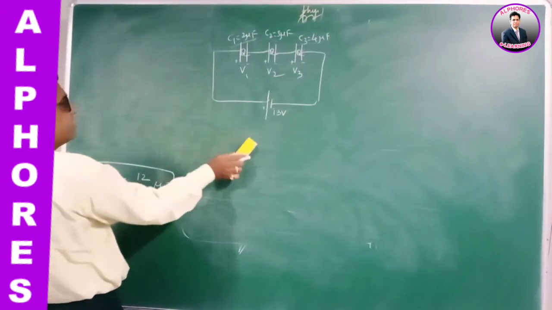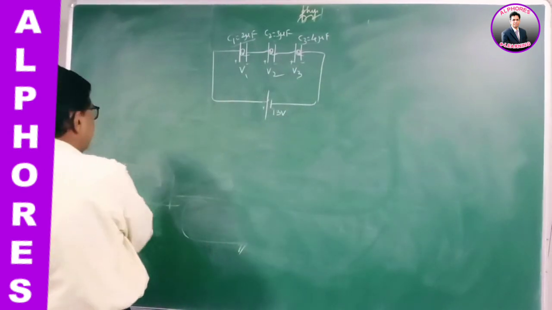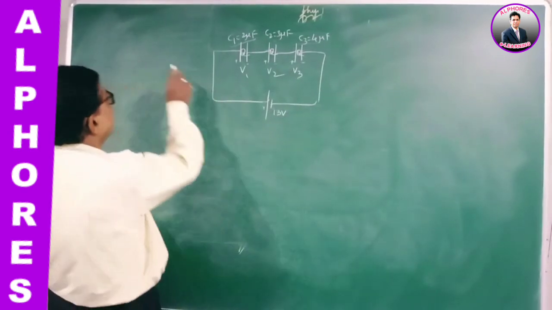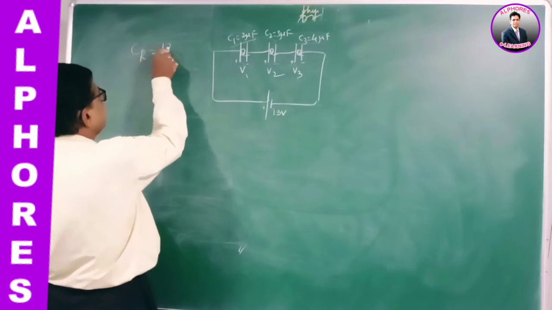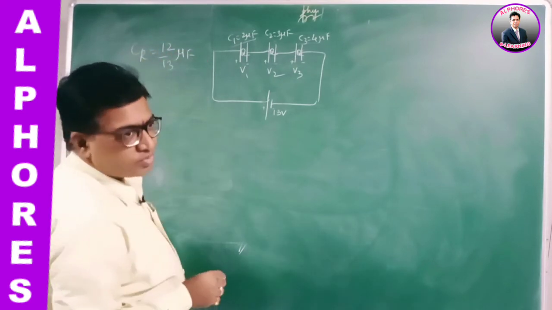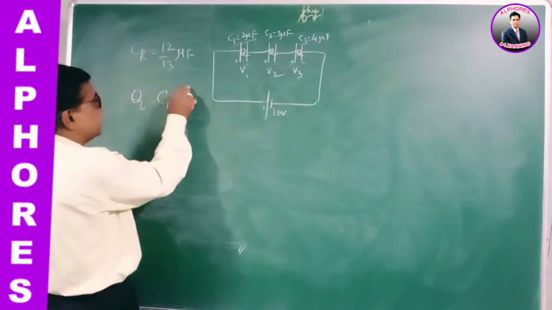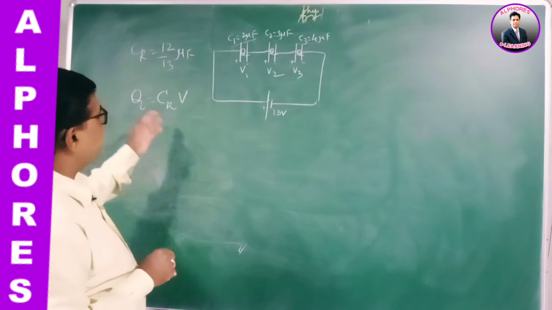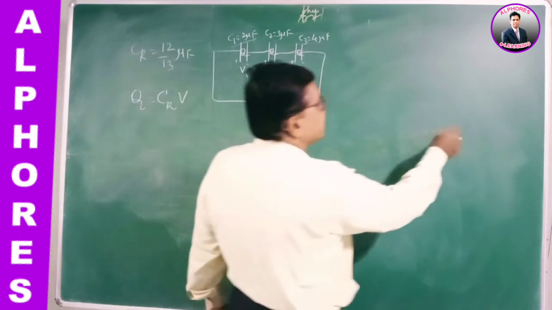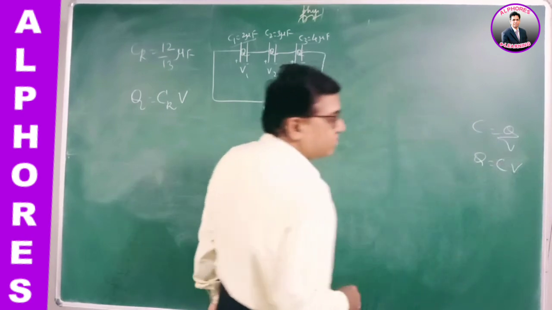After finding the resultant capacity, then the charge stored in them. So we got the resultant capacity in this combination: 12 by 13 microfarad. Well, what is the charge stored in each one? The charge stored is the resultant capacity into potential. You know, C is equal to Q by V, the formula we got. So Q is equal to C into V.